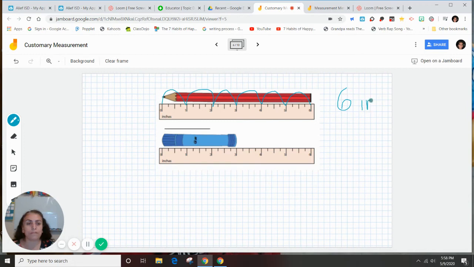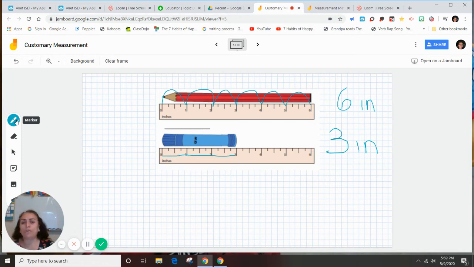I'm going to put the units here that we're using. And then this is a glue stick, and I can count the jumps, or I can just do like, okay, the space between this and this is 1. Okay, so this is 1, and then I have 2, I have 3. So the length of the glue stick is 3 inches. I told you that we were going to be measuring objects using customary units, but we can also solve different problems with these objects.